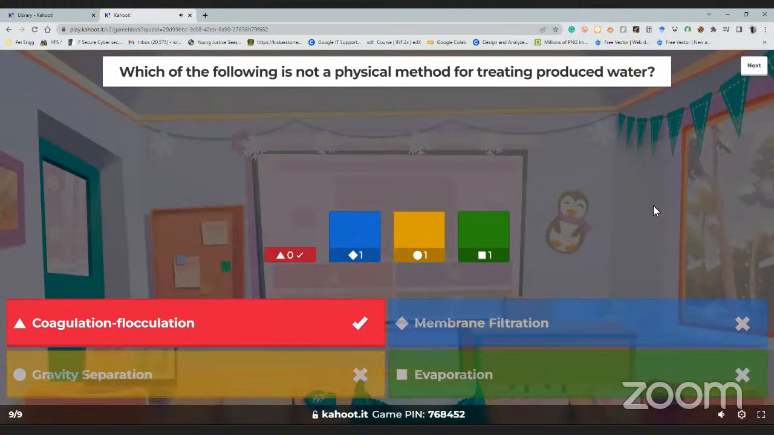All right, so we have some people picking up answers, but not correct. Coagulation is a chemical method and not a physical method. The other 3 listed there are physical methods for treating produced water.